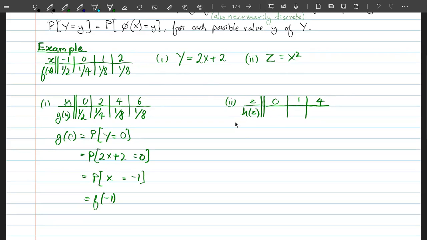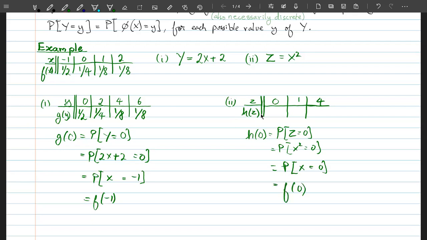Now what is the PMF of z, say h of z? So again, as before, we have h of 0, which is the probability of z taking the value 0, which is equivalent to x square taking the value 0, which is equivalent to x taking the value 0, and that is f of 0, which is 1 by 4. That's fine. Now similarly, what is h of 1?